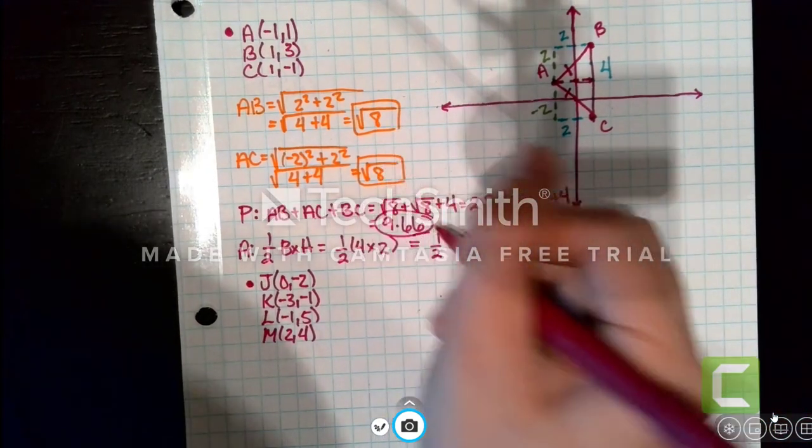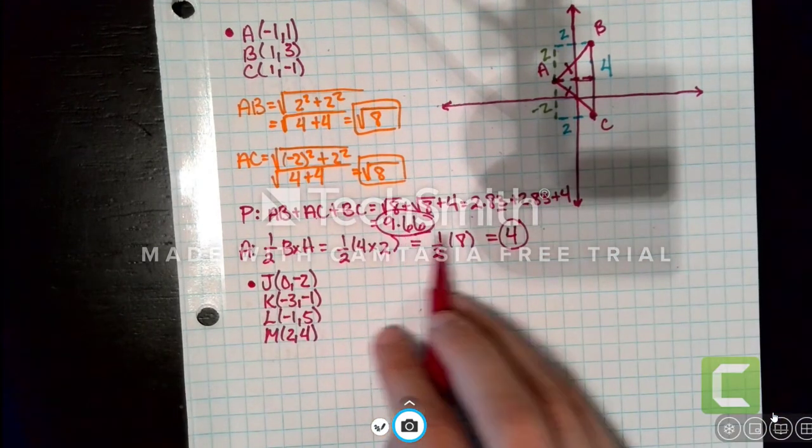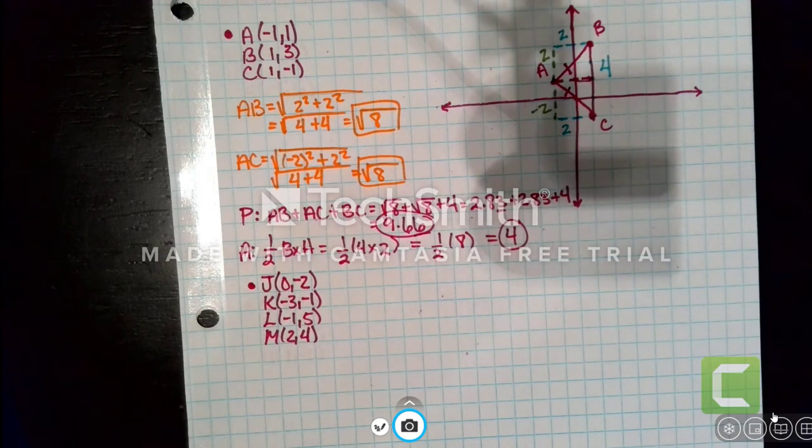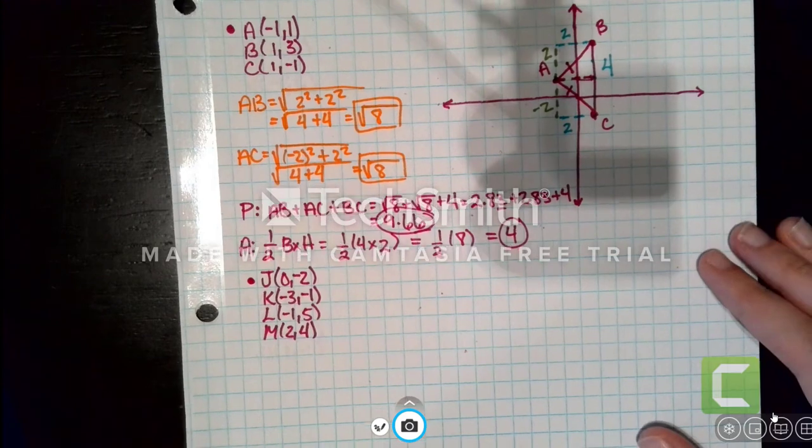So in this case, your perimeter was larger and your area was smaller. Both of these answers were gained through the distance formula of some sort. Let's move on to the next part.